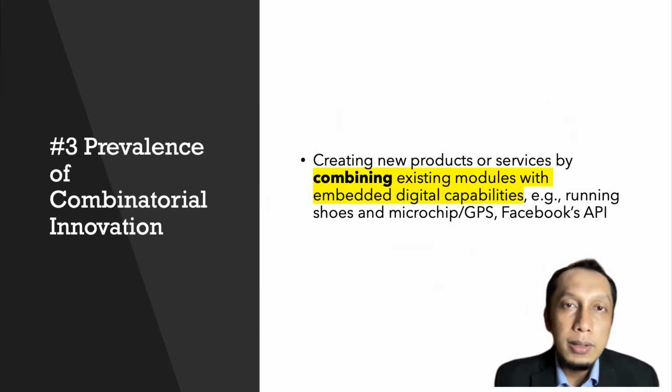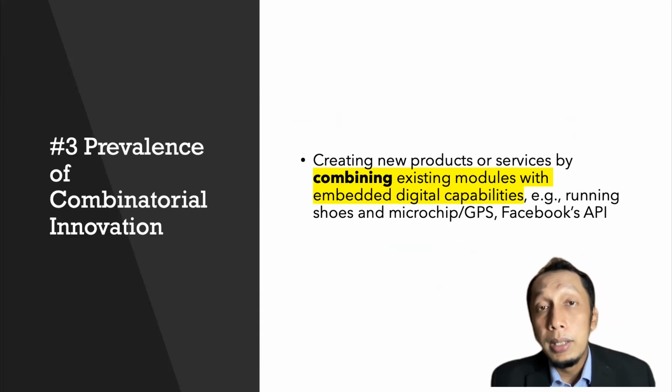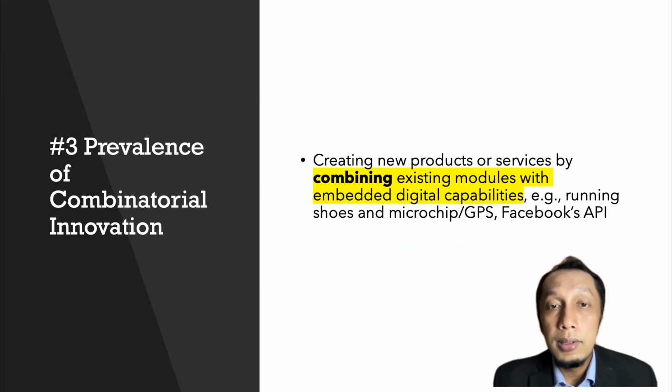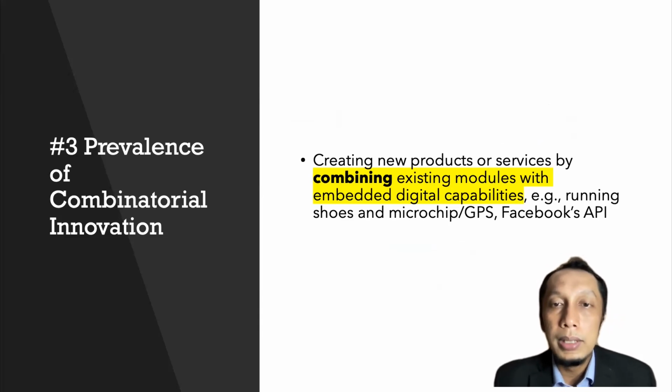And the third implication is the prevalence of combinatorial innovation. Combinatorial innovation is essentially creating new products or services by combining existing modules with embedded digital capabilities. Like if you combine shoes with a microchip or sensor, then it will be a new device that can track your position, your heart rate, your calories, and so on and so forth.